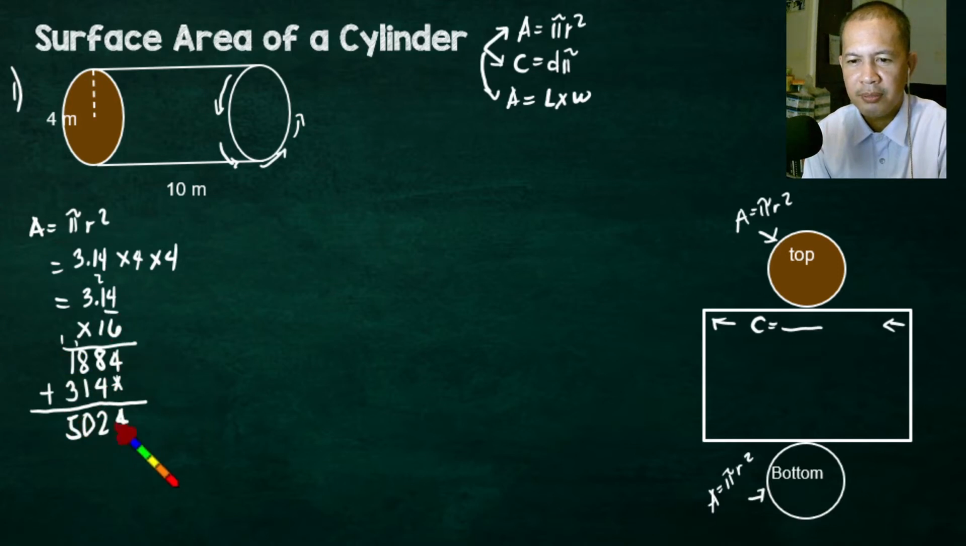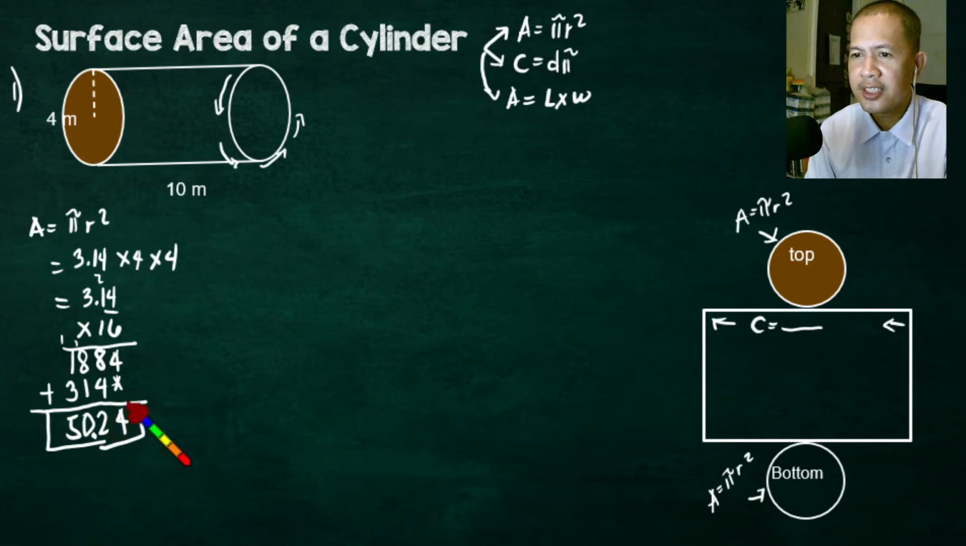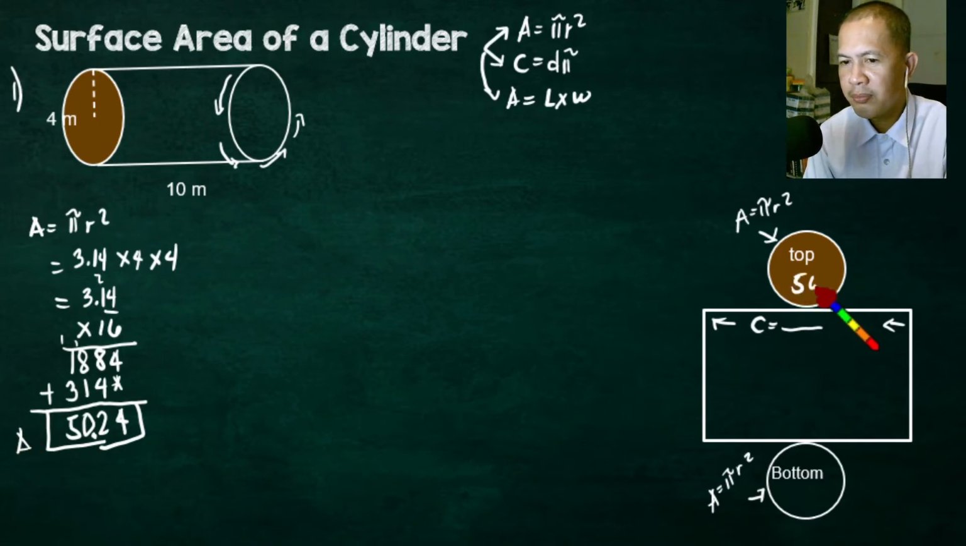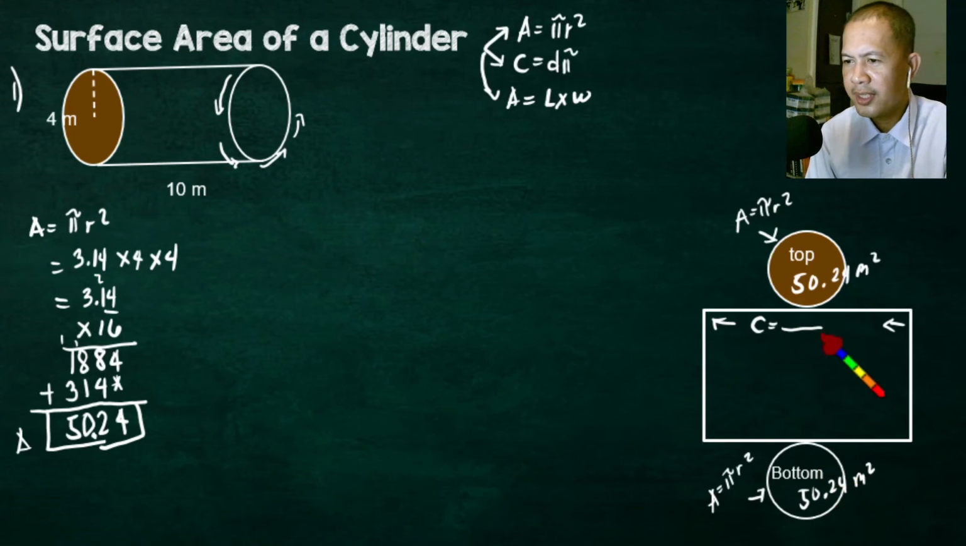We have two decimal place din ng ating product. So ito yung ating area ng ating isang circle. Okay? So ito ay 50.24. So area to, that is meter square. Ito din, 50.24 meter square. Next natin, hahanapin natin itong circumference.